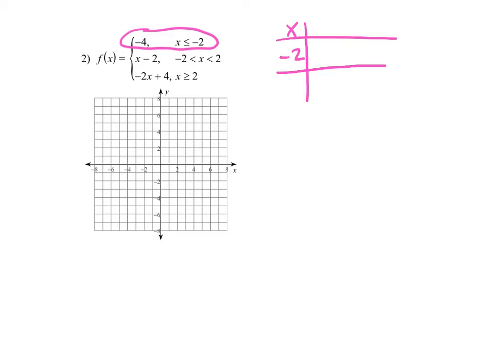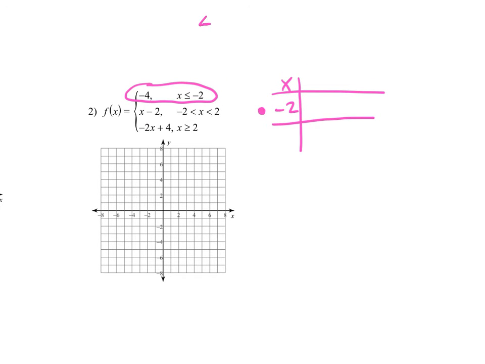At negative 2, are we going to have an open circle or a closed circle? A closed circle, because anytime we see a less than or equal to or greater than or equal to, that means it's a closed circle. If it's just greater than or less than, it would be an open circle.